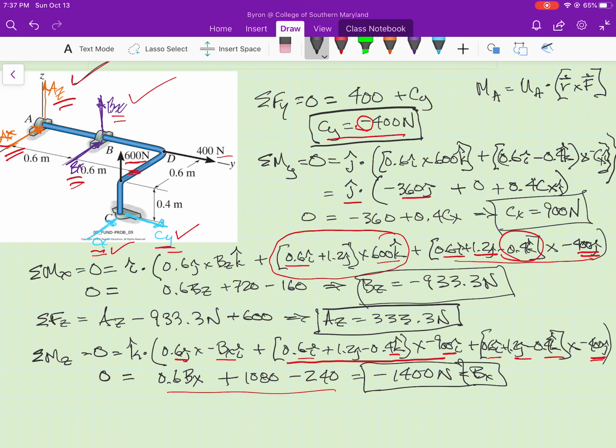Okay. Now I can write my x equation. I just have the one unknown left. I've solved for b sub x, and sum of the forces in the x direction is equal to, I showed a sub x in the negative direction, so I write negative a sub x. Now I showed b sub x in the negative direction, and when I solved for it, I got a negative 1400. That means that b sub x acts in the positive direction.